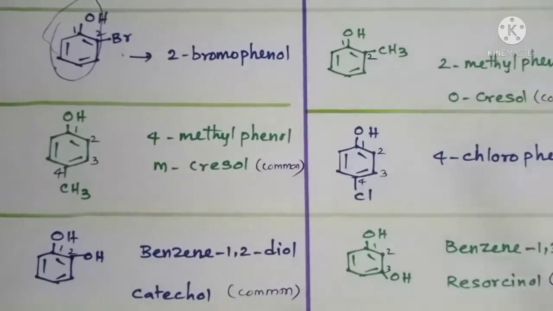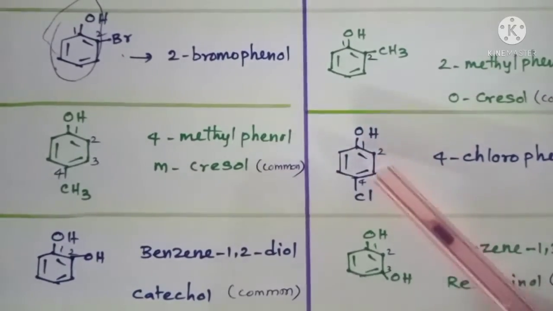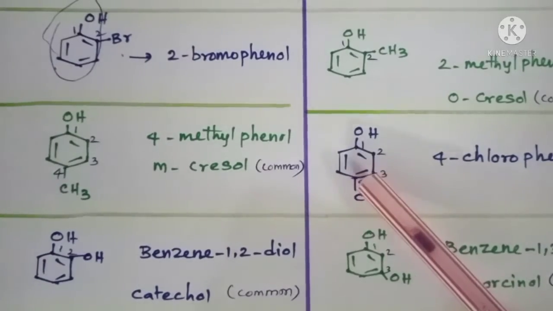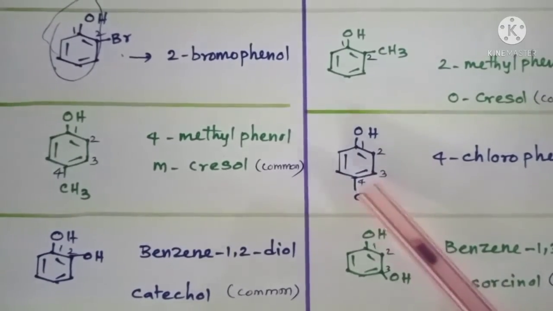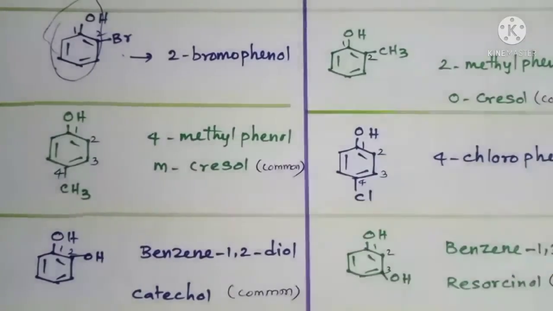Look at the next compound, benzene with an OH group and Cl. So basically it is phenol which has a chlorine substituent, isn't it? While numbering, that chlorine carbon gets number 4, isn't it? So it is called chlorophenol. Chlorine at the fourth carbon, so 4-chlorophenol.